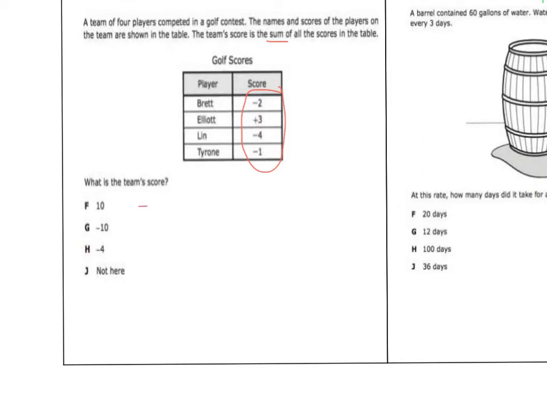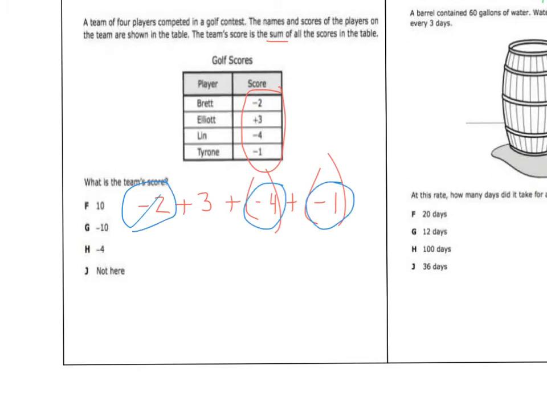So I'm going to go ahead and write them out. -2 plus 3 plus -4 plus -1. I'm adding all 4 numbers. So what I like to do on problems like this, I'm going to take all the negative numbers and add them together first. So I have -2, -4, -1. Now I'm going to add up all those negatives.